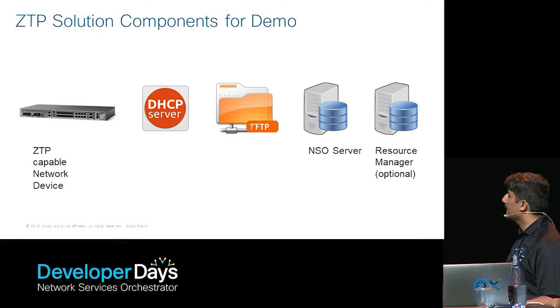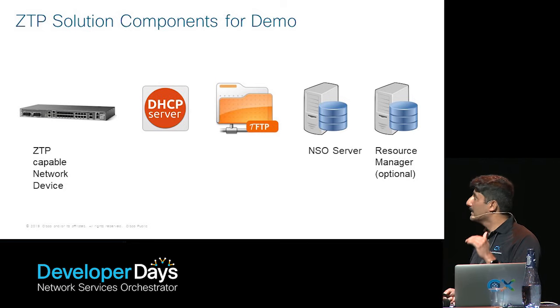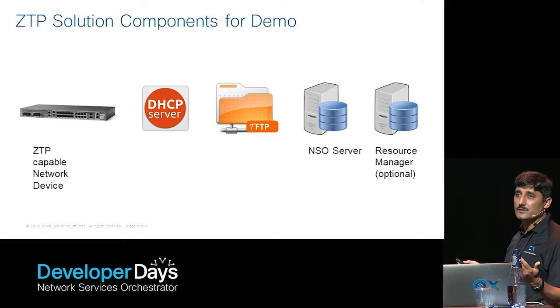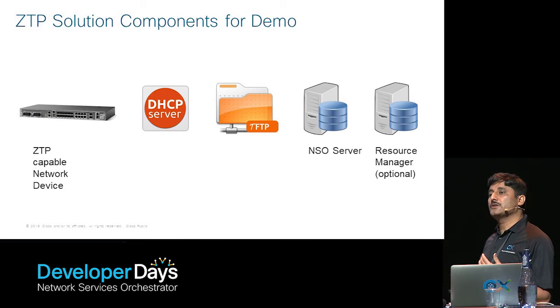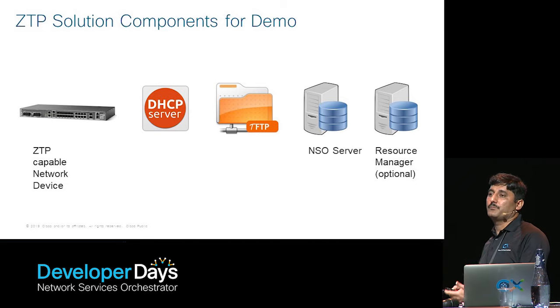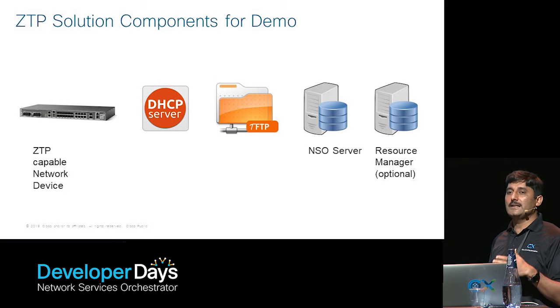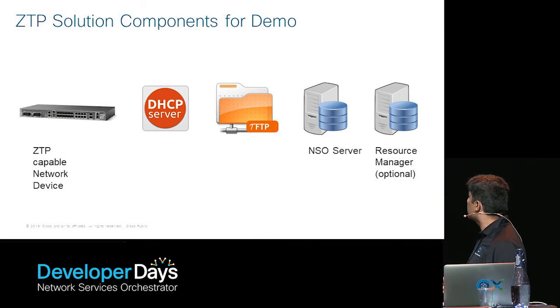And this is the solution that I'm going to discuss with you. This was the first flavor, which is the DHCP based. As we see, we will need a ZTP capable network device. We will need a DHCP server which will dynamically assign the IP address. We need a TFTP server from which the device will be able to pull the day zero configuration, because before NSO talks to the device, we need some basic configuration on the device so that NSO can start communicating with the device. That is pulled from the TFTP server.